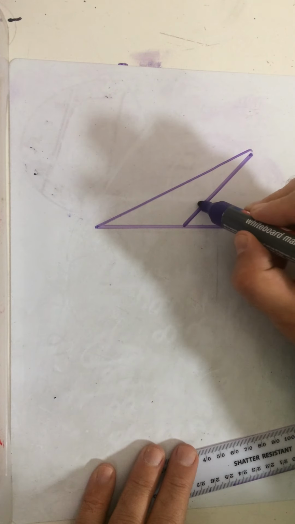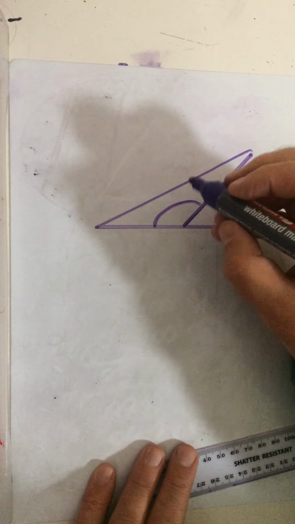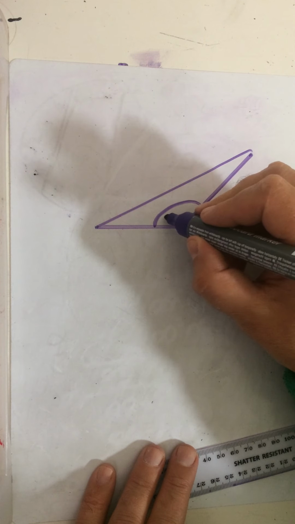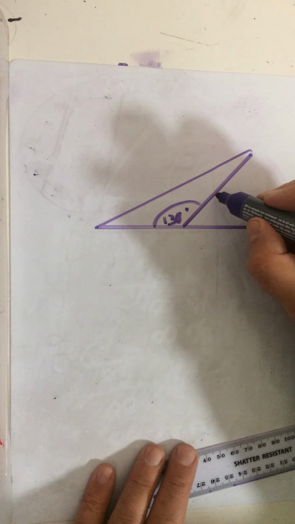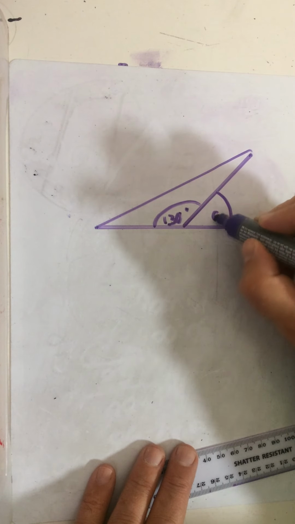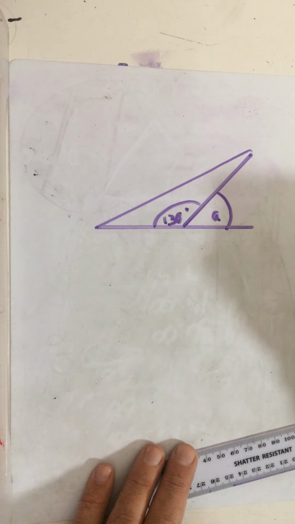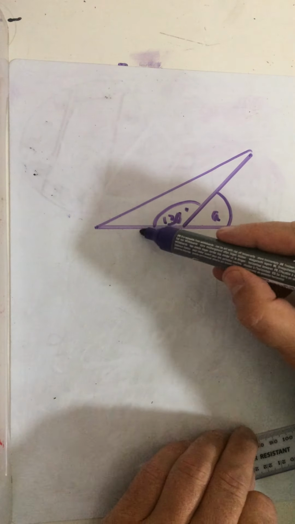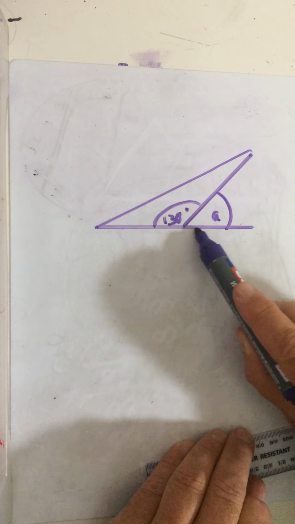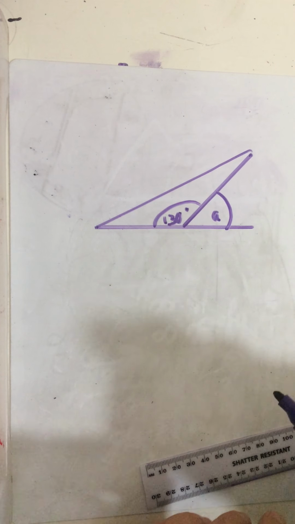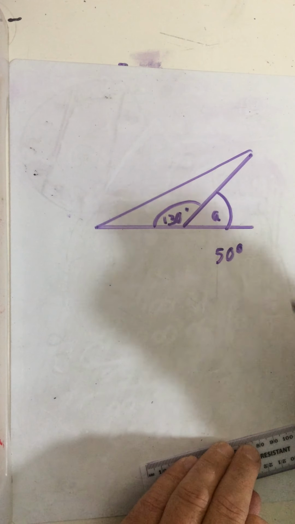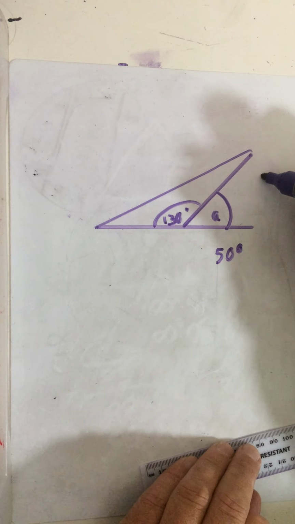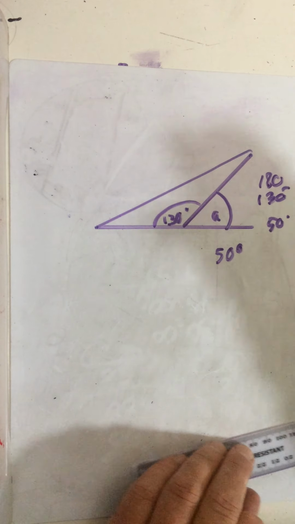So again, if I know this angle here, say for example this is 130 degrees, I can work out what this angle here, angle A, is. I don't need to know these other angles, because I can see that this is a straight line going across. Angles on a straight line are 180 degrees, so our angle A would be 50 degrees, because it would be 180 minus 130, 50 degrees.